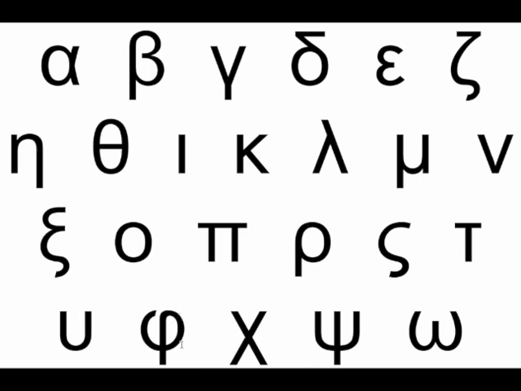Next, this is called a phi. It makes an F sound or a PH sound. F as in fox. So this is a phi. A, V, G, D, E, Z, A, th, E, K, L, M, N, X, O, P, R, S, T, U, F.